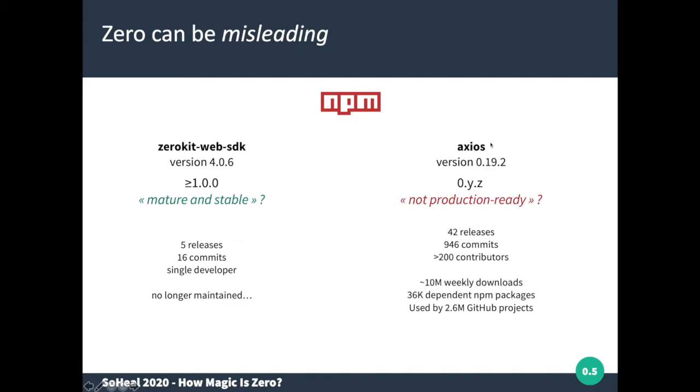On the other hand, Axios, which is today in its version 0.19.2, so clearly it's still in the 0 version range, so one could argue it's not production ready. This does not seem to be true because it has had 42 different releases over its lifetime, almost 1,000 commits, more than 200 persons have been contributing to it, and even more importantly, it has had over 10 million weekly downloads. There are more than 36,000 other NPM packages depending on it, and more than 2.6 million GitHub projects using this package. So clearly it seems to be a stable and mature package. I hope so, otherwise there wouldn't be so many packages and projects relying on it.